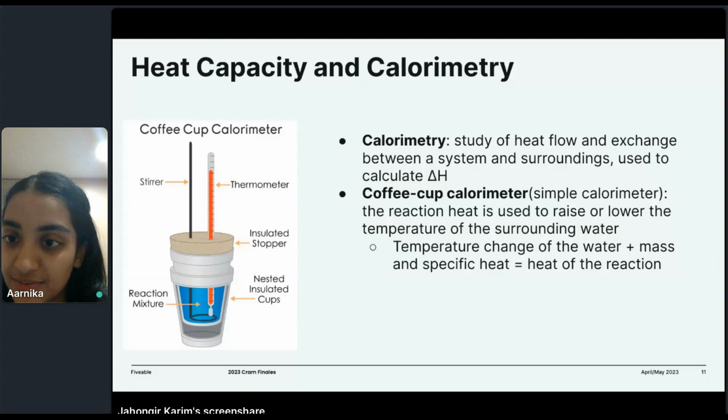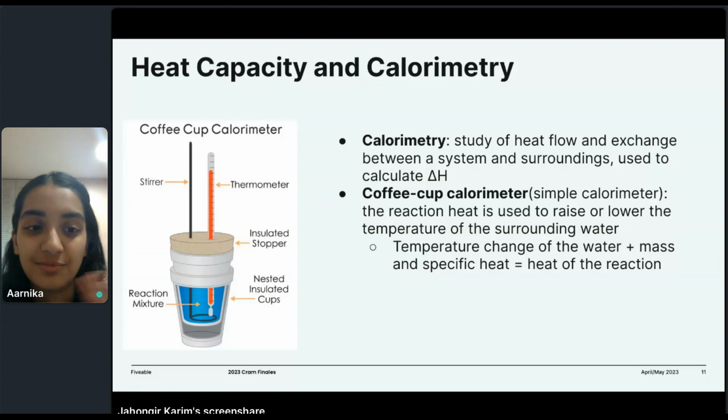I see in the chat that the graphs are right. My bad for the confusion, they're actually right.